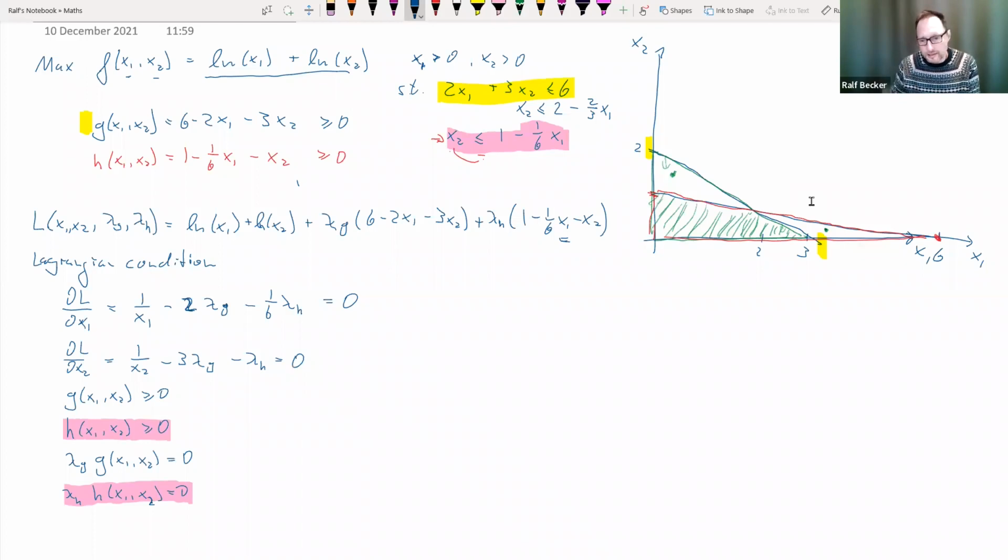So I hope that you see that in principle, nothing has changed through the addition of a second constraint. All we had to do was to treat that second constraint as we did our first constraint, and we had to add these two conditions, but they're not new, they're just the replications of the conditions for the first constraints.